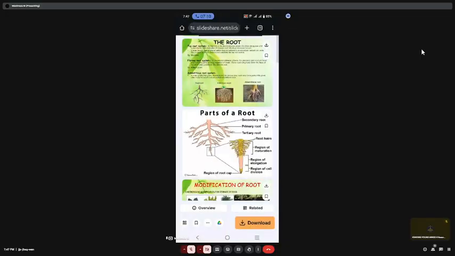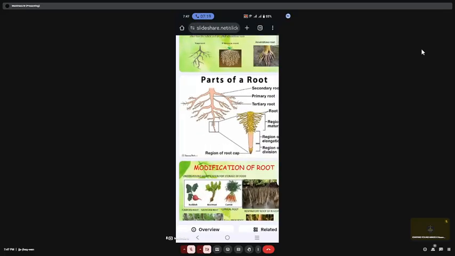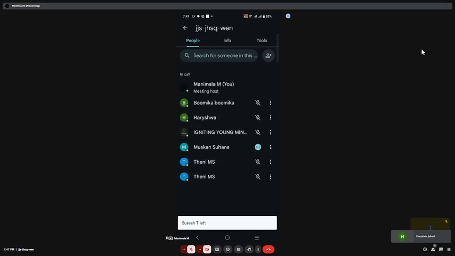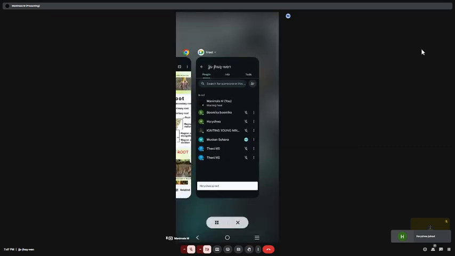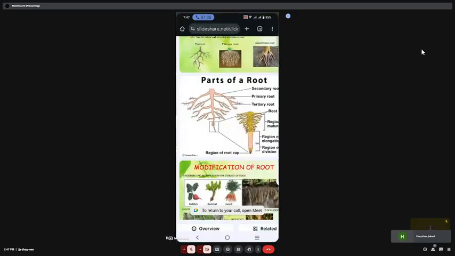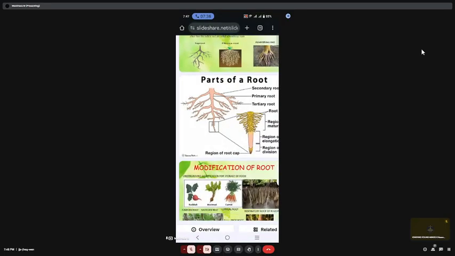What is the main function of root system? Transport, storage. What is the main function? The first function is anchorage, right? The second one is absorption. Third one: absorb the water and minerals, anchorage, and protect the what? Hold the soil tightly so we can protect the what? Soil erosion. So this is about the functions of the root system.